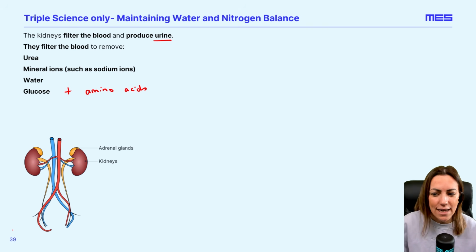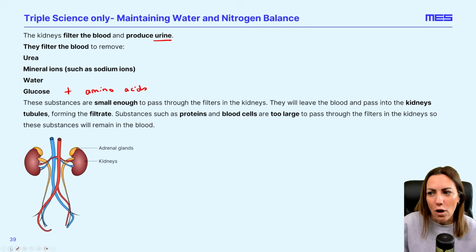So all of these things will be removed from your blood. These substances are small enough to pass through the filters in the kidneys. They will leave the blood and pass into the kidney tubules, forming the filtrate. Now, other things that are in your blood, such as proteins and your blood cells, like your red blood cells, are too large to pass through the filters, so they will remain in the blood.